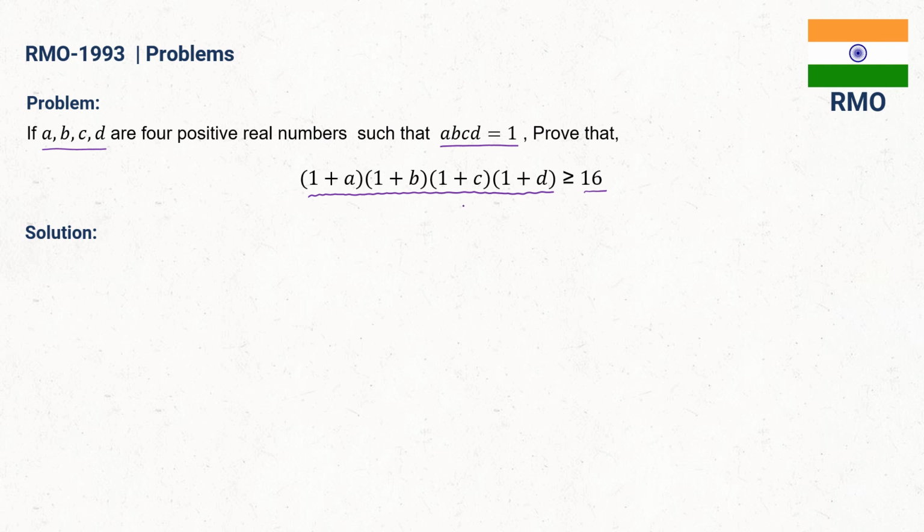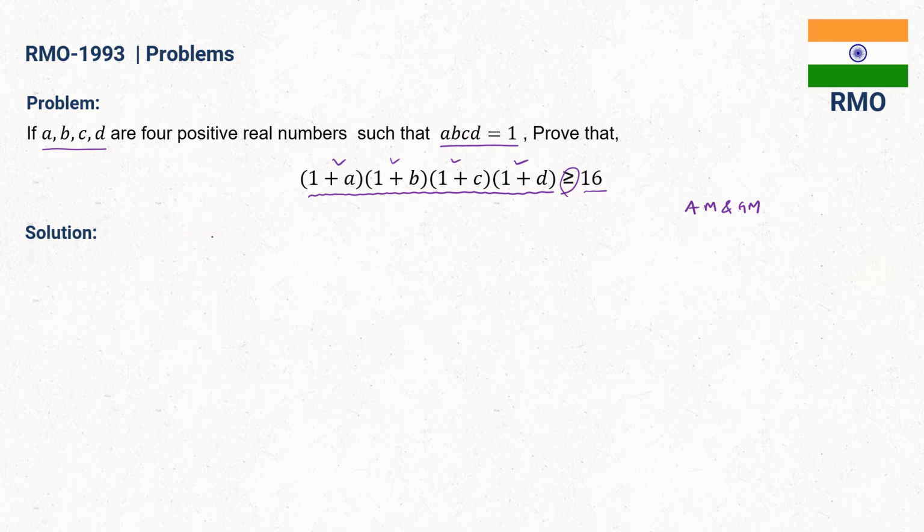So the solution is like that. As you can see, here there is a greater than or equal to symbol. That means it is an inequality expression, and there are multiplications of expressions. That means it's related to AM and GM, that means arithmetic mean and geometric mean. Let us understand the different inequalities and the relation between different kinds of means.